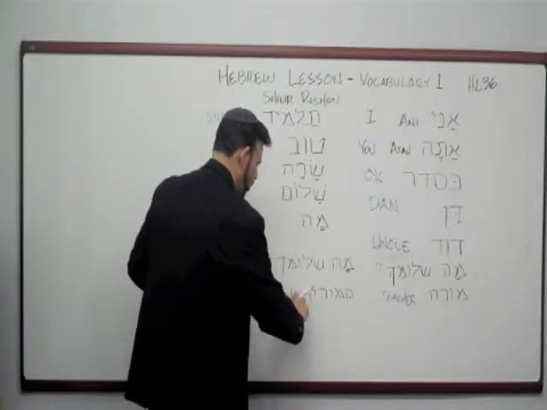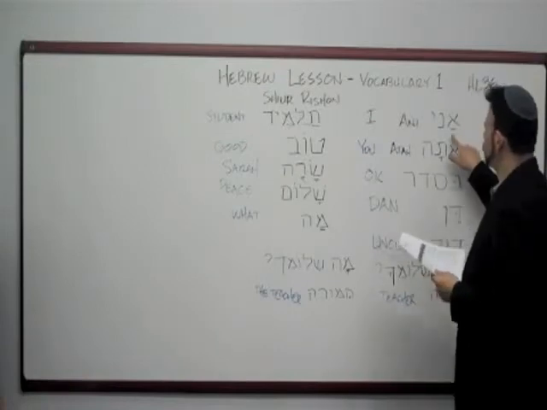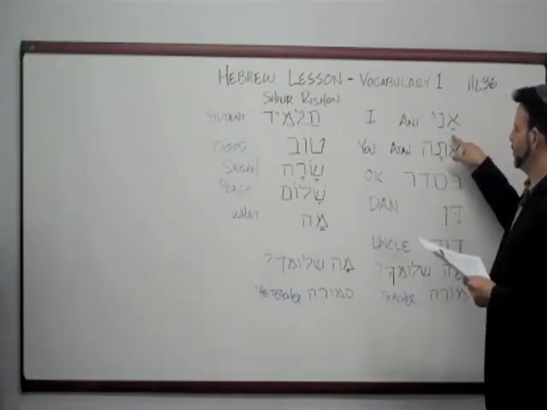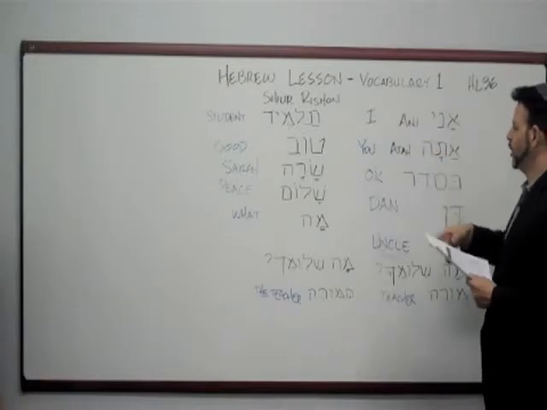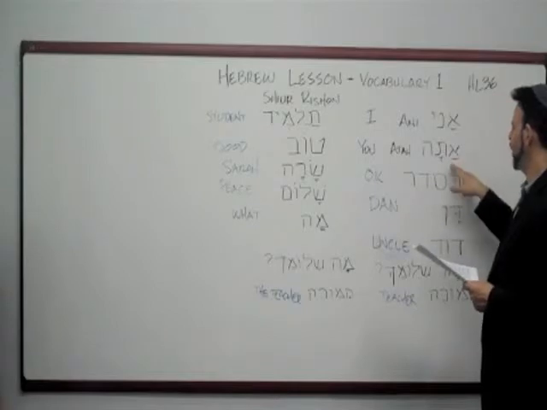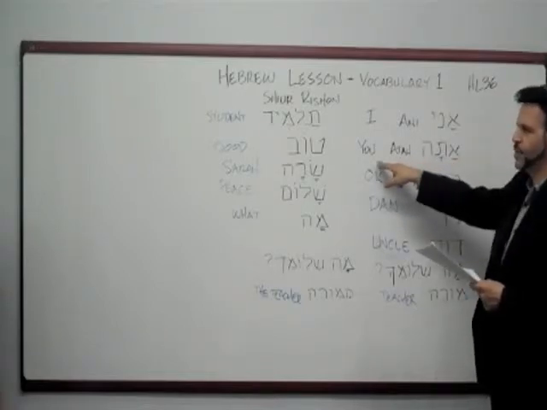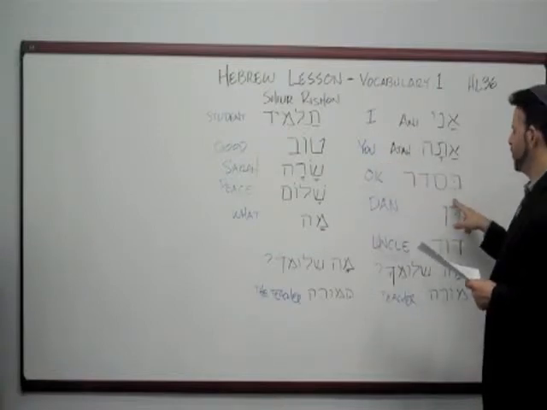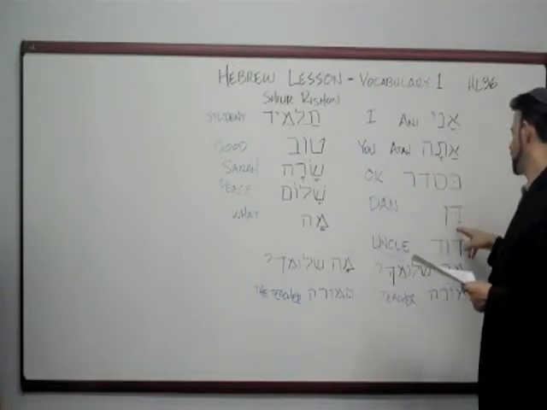Okay, now that we've got our vocabulary finished, let's go through it real quick. Okay, what's this word? Ani. Ani. What does it mean? I. And I haven't given you all the Hebrewish. I should force you to start learning to read these letters. Then we have this word here. It's ata. And that means you. We have this word, Beseder. What does that mean? Okay or fine. Everything's in order.